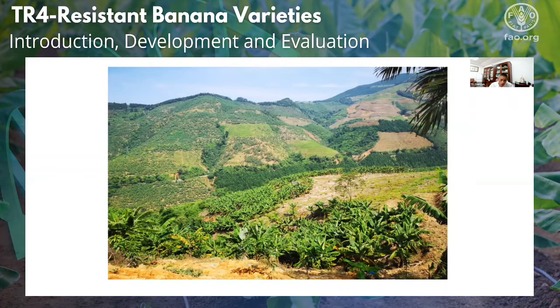Next, please. This is in Yunnan, in the high-altitude mountains. This is the traditional banana planting area. Because of the Fusarium wilt effect, a lot of trees were killed. This is a very high infection rate. Next, please.